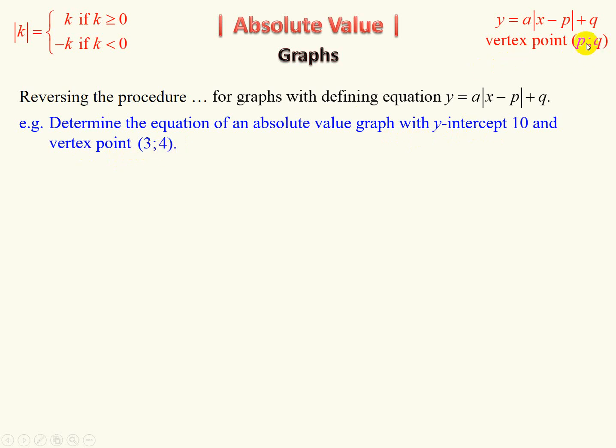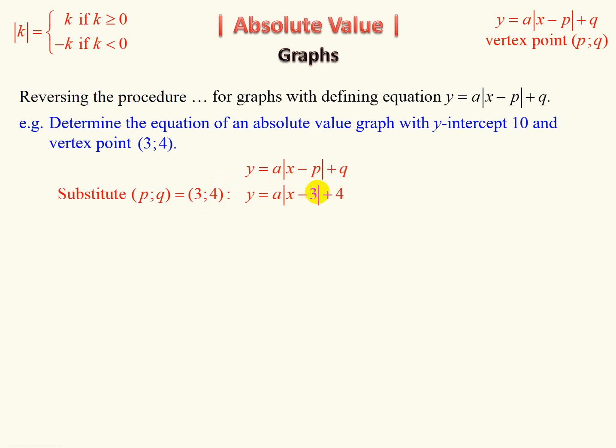Well, quite simply, we're going to reverse this and go that way. X minus p gives you p and q gives you q. So we're going to go back the other way. So we're going to end up with x minus 3 and plus 4. Notice the sign change because it's minus p there and that's plus 3 there.